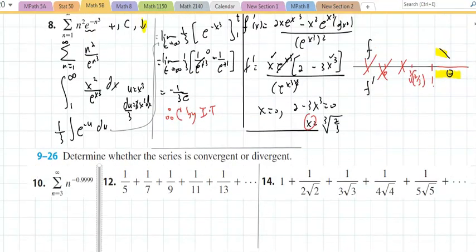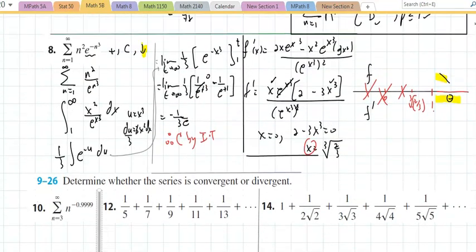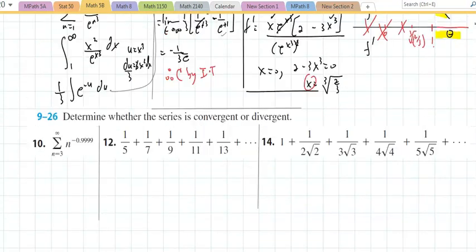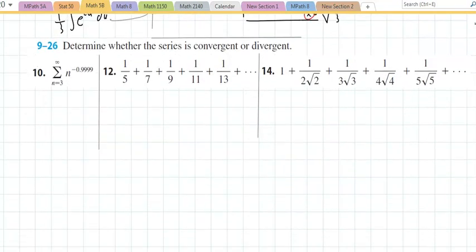Okay, I did some remodeling for the last problem to make it look nicer, right? And I fixed the mistake. But let's look at number 10.